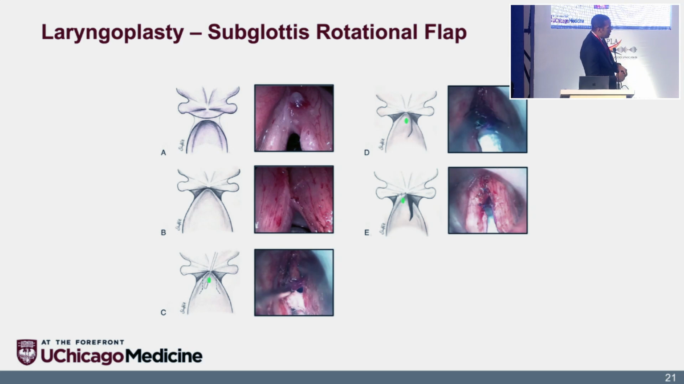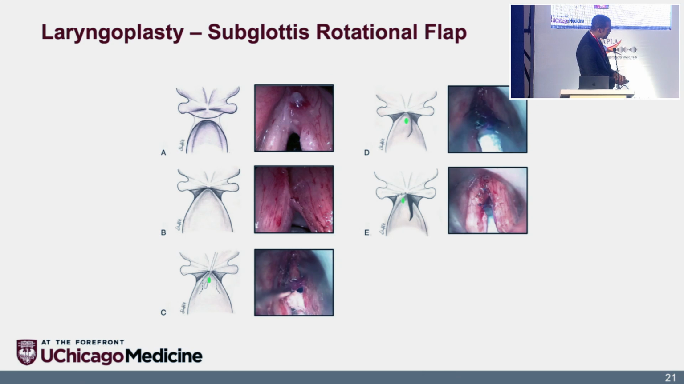Another approach, from Jonathan Lahav in Israel, identified another kind of area that you could harvest from for a rotational flap. He uses the subglottis rather than the web itself. So he resects the web. He then harvests, by elevating a subglottic flap, and rotates it into one or the other vocal fold and sutures it there. And that actually works pretty well.